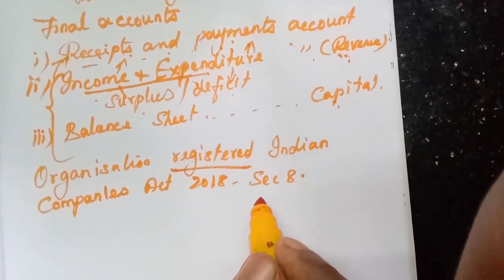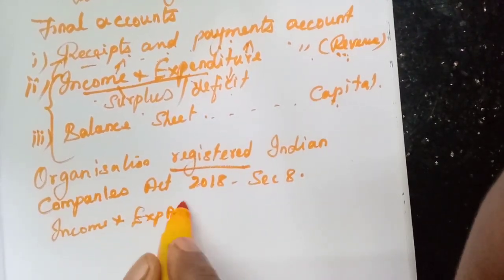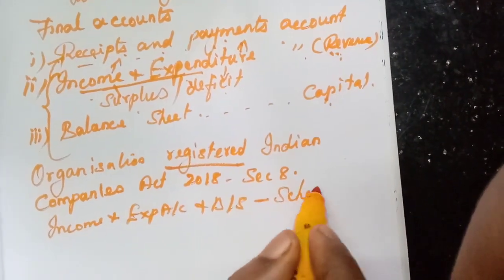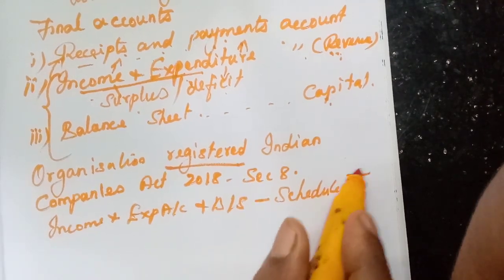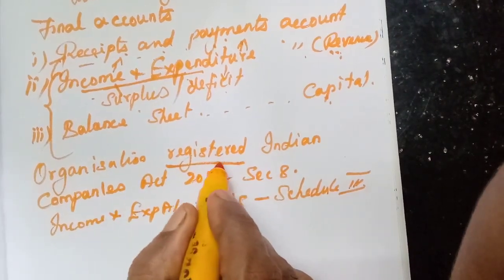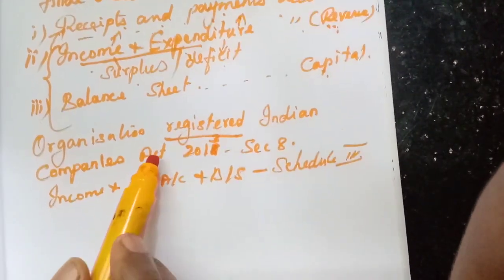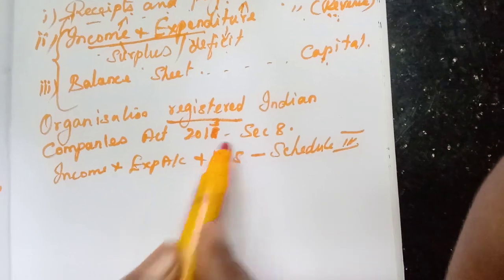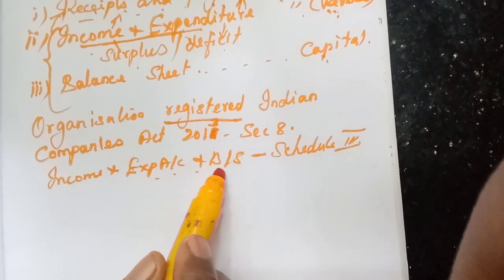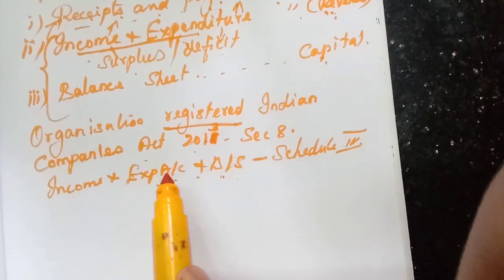Then they have to prepare their income and expenditure account and balance sheet as per Schedule 3 of the Indian Companies Act 2013. Understood? So if an organization is registered under section 8 of the Indian Companies Act, that organization has to prepare income and expenditure account and balance sheet as per Schedule 3 of the Companies Act 2013.